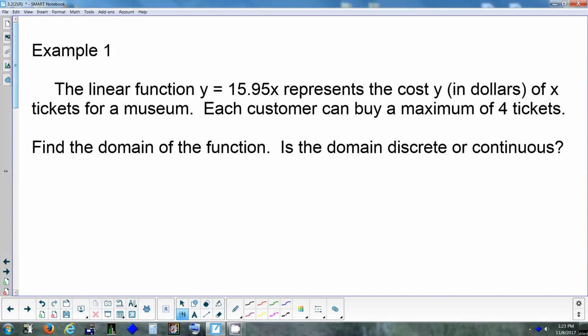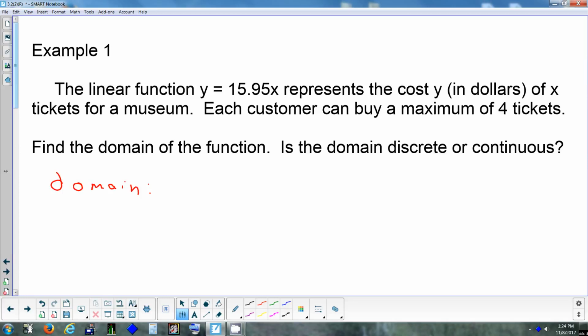So in this case, what I would say, if we're going to word it that way, is the cost to go to the museum depends on how many tickets you buy. The cost is dependent on the number of tickets you buy. So the first thing is to find the domain of the function.